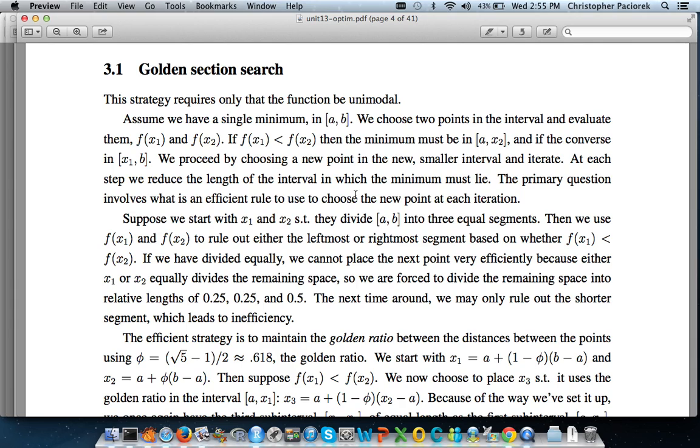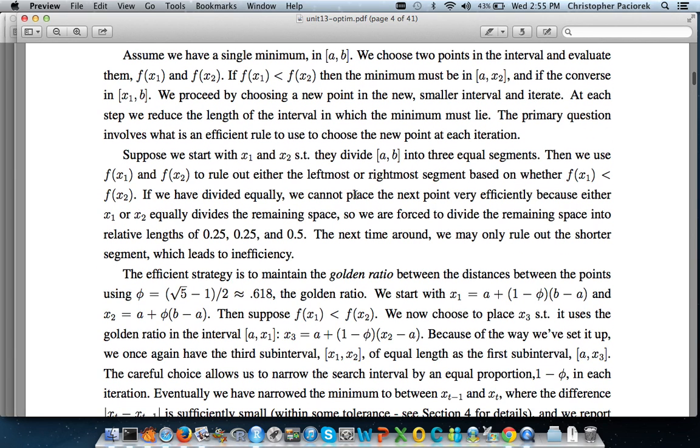Okay, so questions or comments about that? So how does this compare to bisection? That's where we're going next. Oh, sorry. Yeah. Other questions?